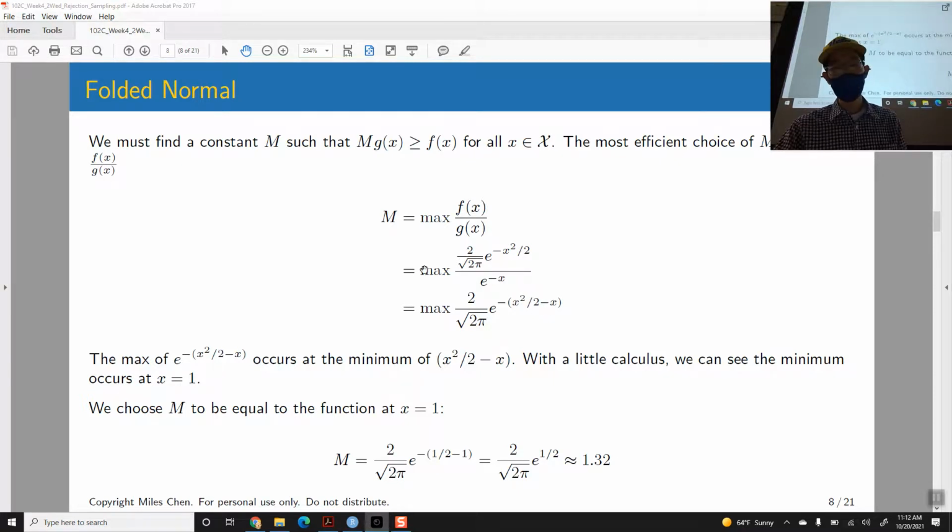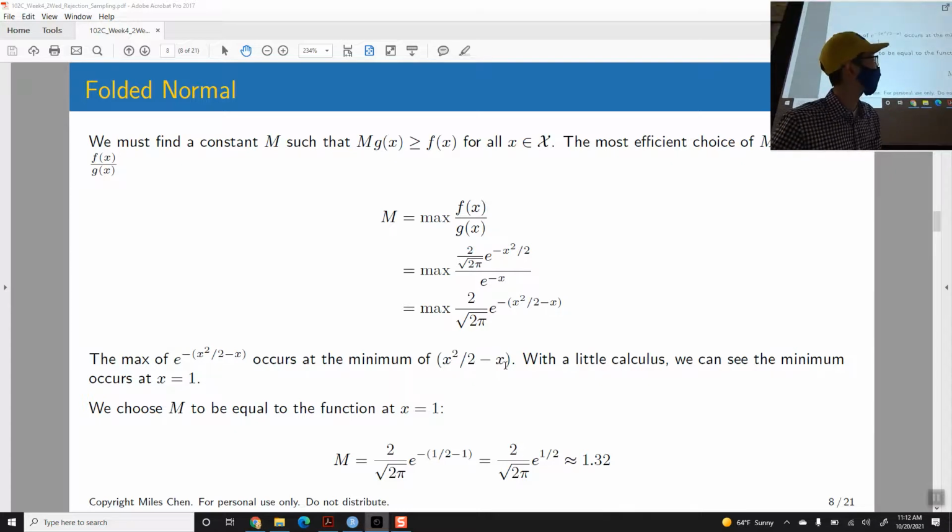So what is the maximum value of this? If you just look at this, the maximum of e to the negative x squared over 2 minus x, it's e raised to a negative power. The largest value we're going to get is going to be at the minimum of x squared over 2 minus x. So where's the minimum of this thing?